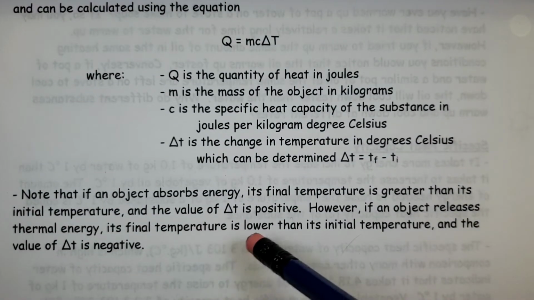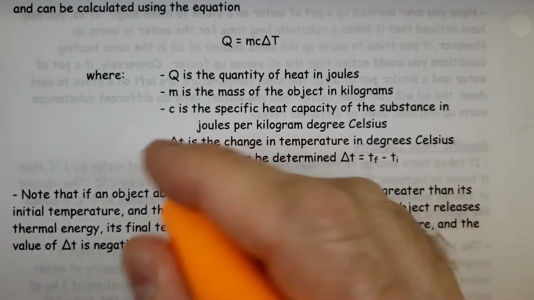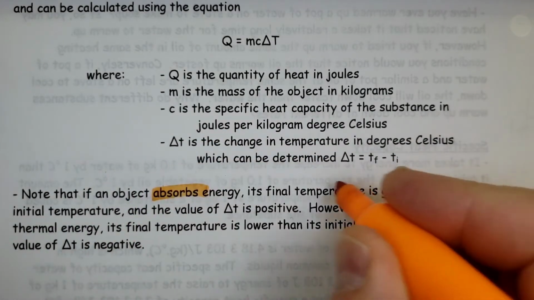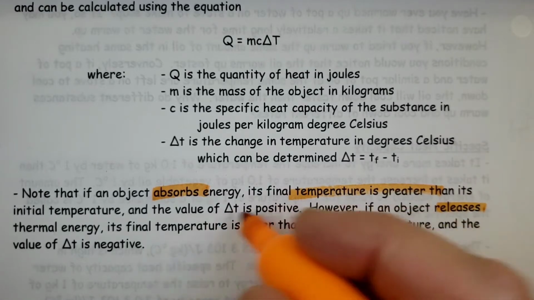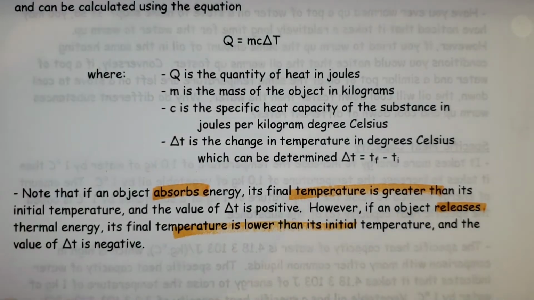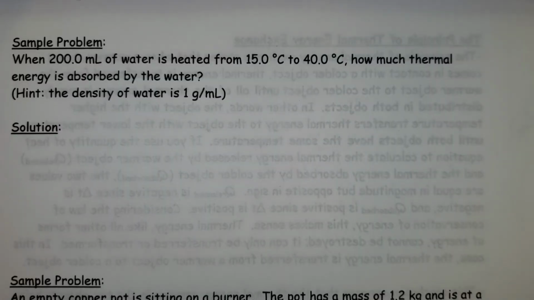Note that if an object absorbs energy, its final temperature is greater. So if you absorb, temperature is greater. However, if you release energy, temperature is lower, so you'll have a negative value for delta T. Okay, so if you look at this third page, we'll do some examples dealing with this.